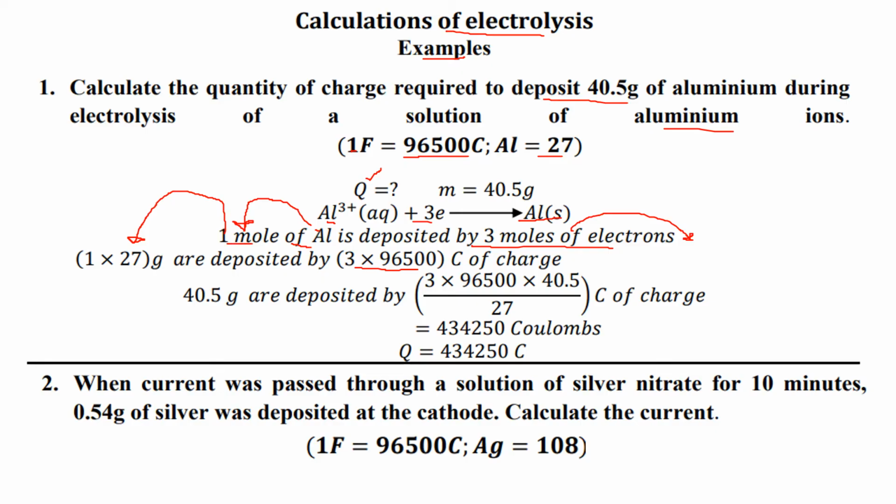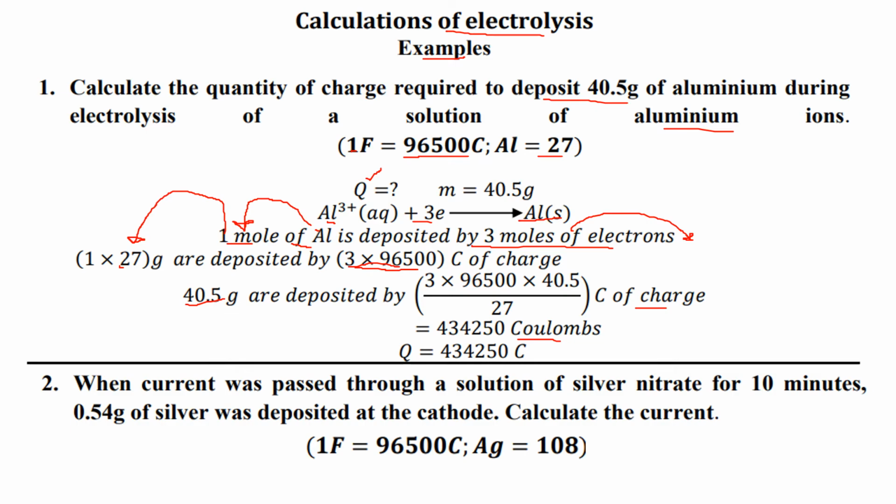And for us to convert these moles of electrons to the quantity of charge required, you multiply each mole of electrons by 96,500. So it's going to be 3 times 96,500 coulombs of charge. That means that 1 mole, or 27 grams, is giving us this quantity of charge. Then what about the given mass, which was 40.5 grams? So 40.5 grams is going to deposit 3 times 96,500 multiplied by 40.5 divided by 27 coulombs of charge, and you're going to end up with 434,250 coulombs of charge as the required answer.